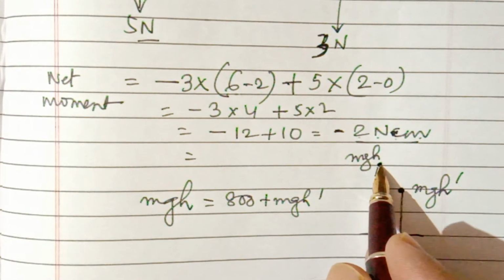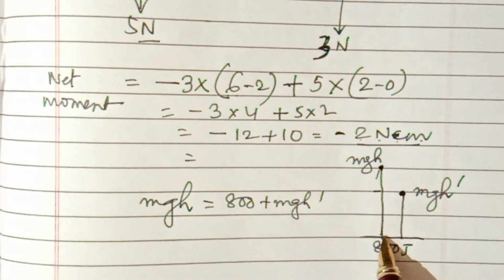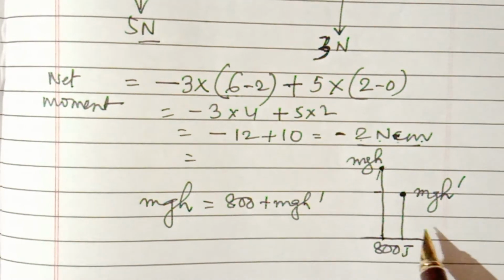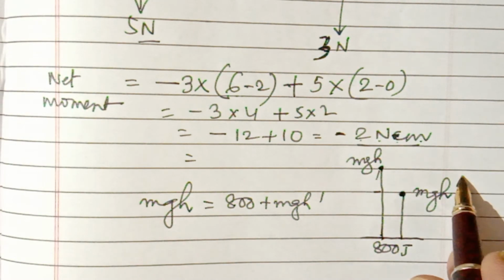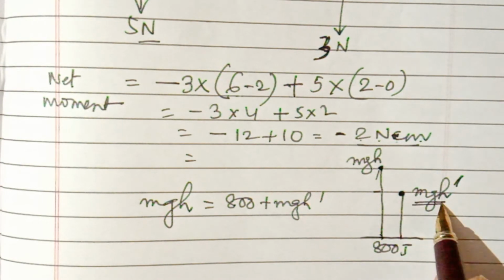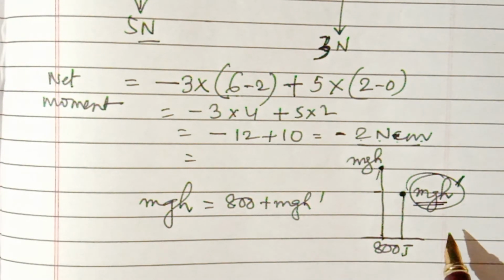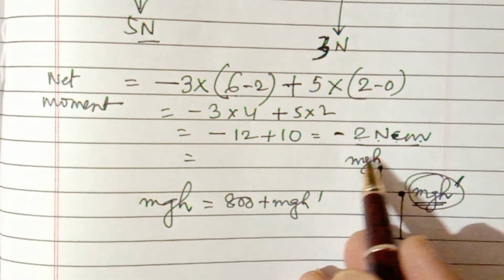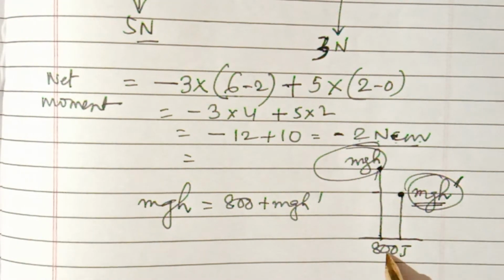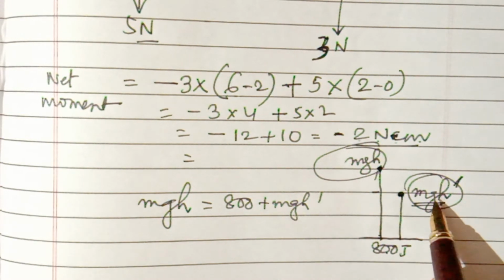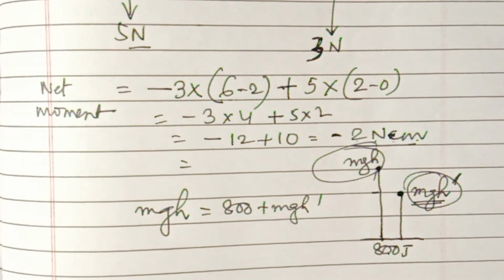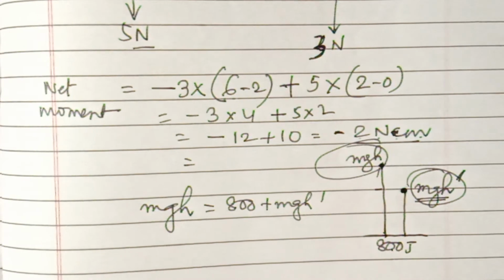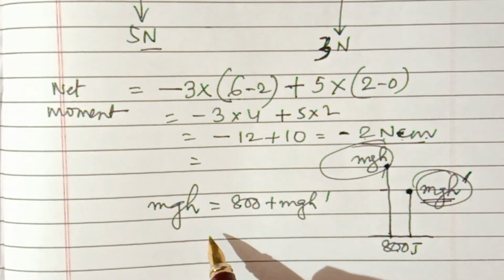Total energy mgh here, when it strikes the ground it loses 800 joule, then some remaining energy is there, due to which it gains some height. Suppose it gains height h dash, then it gains mgh dash. That means this much energy is there with the mass. So mgh, the initial energy, is equal to 800 plus the energy gained by bouncing back. Then you can put the values and calculate.